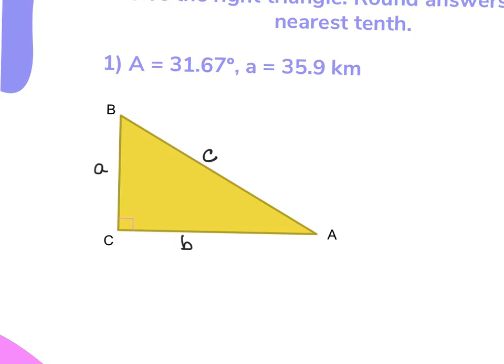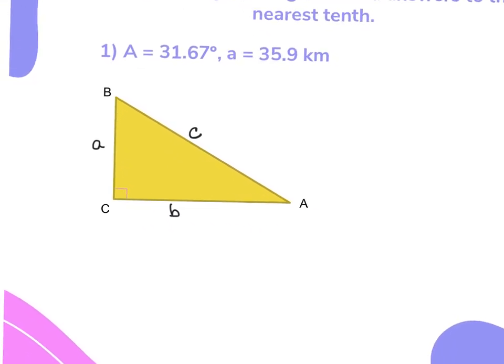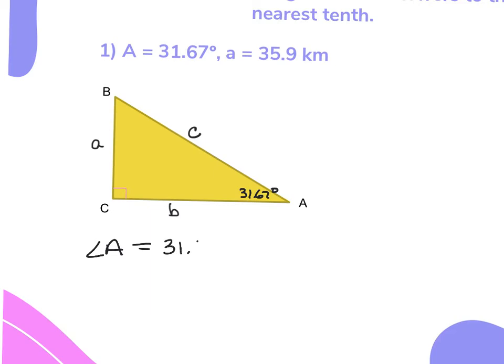When I am all finished here, I should have found the measure of angle A, which was given to me, and I can fill this in here. So I already know that it's 31.67. I'm going to be able to find the measure of angle B, which I'm going to show you how to do. And then the measure of angle C was also given to me. Notice it's got the little box here, so it's 90 degrees.